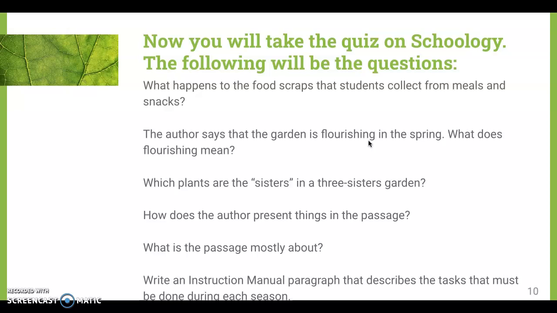Finally, you will have an opportunity to write the final draft of your instruction manual paragraph. And you can either enter it as number 6 on the quiz, or you can write it on a paper, and for number 6 type in Remind or Class Dojo, or whichever way you're going to send me your final copy.